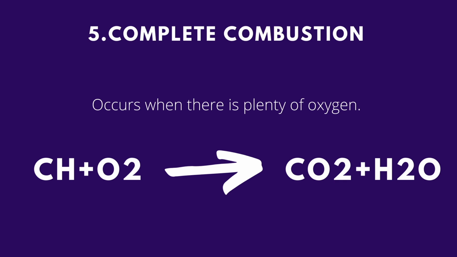The first type of hydrocarbon combustion reaction is complete combustion, also known as clean combustion. It occurs when there's plenty of oxygen. So as the reactants, you would have a hydrocarbon, CH, and then plus oxygen. And the products of these reactants are always the same. So in complete combustion, the products are always going to be carbon dioxide and water.